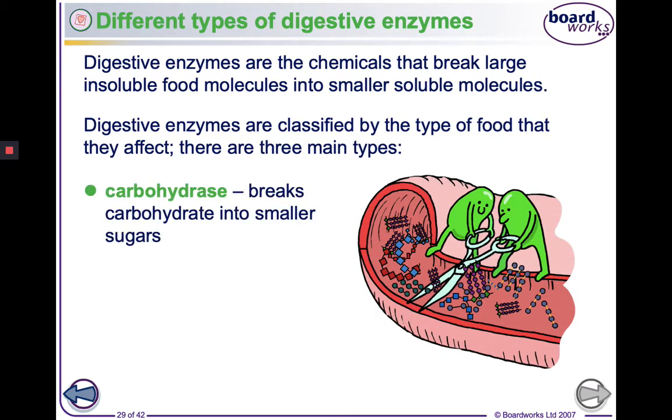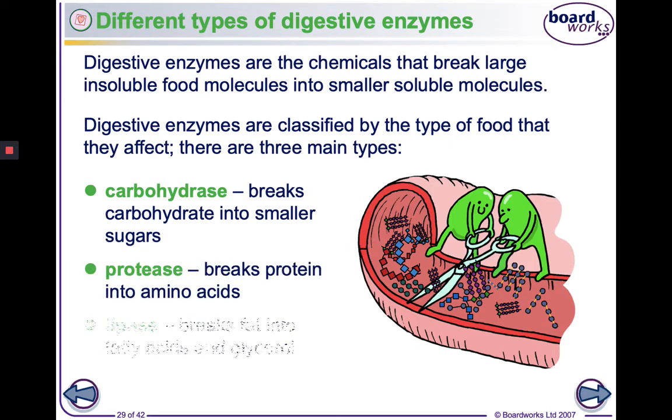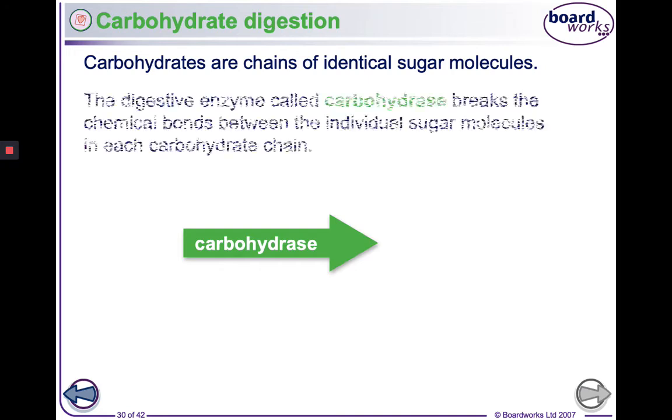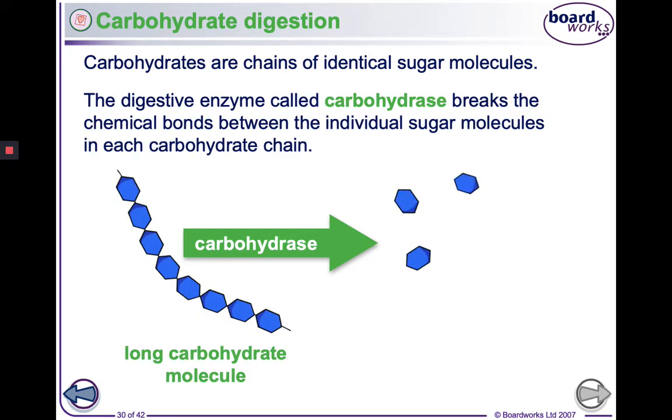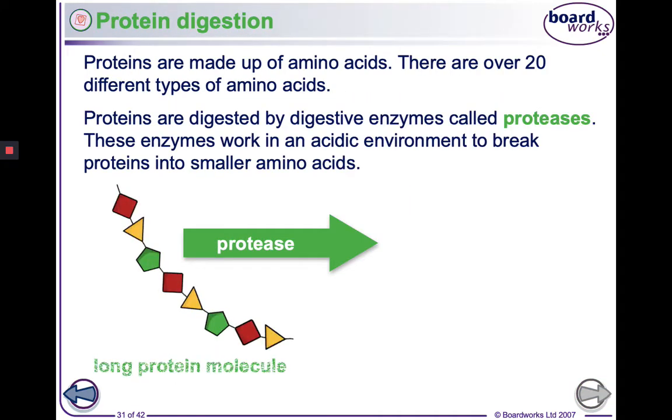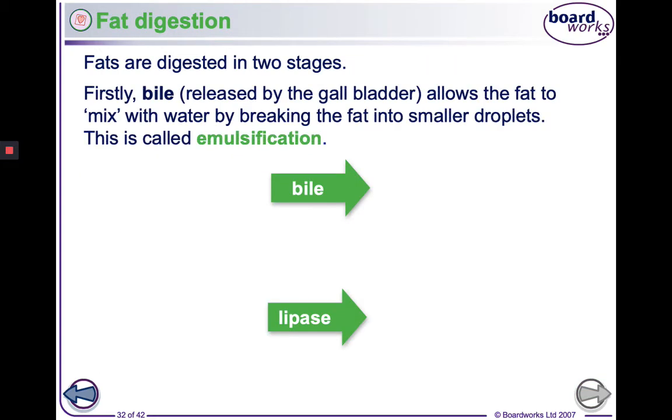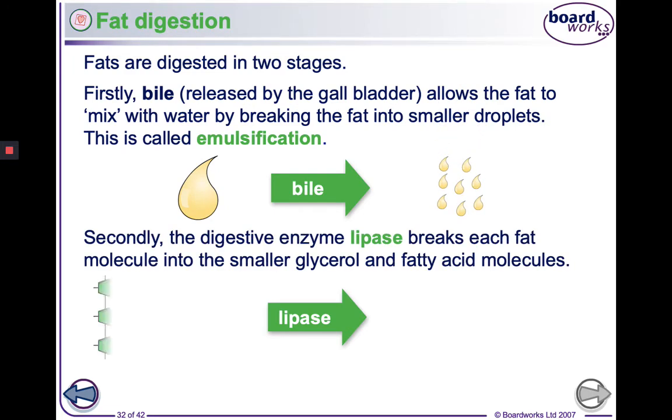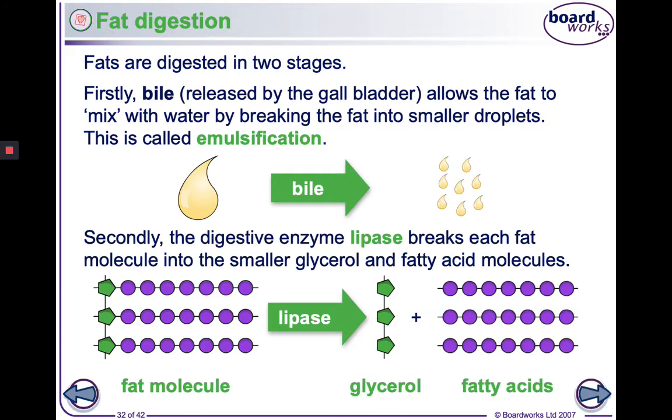Here we have different types of enzymes to break down all the large molecules. Carbohydrase breaks carbohydrates into smaller sugars. Protease breaks protein into amino acids, and lipase breaks fat into fatty acids and glycerol. Look at how carbohydrase breaks the carbohydrate chain. The carbohydrate molecules undergo the action of the carbohydrase enzyme, and they produce sugar molecules at the end of the breaking. The protease breaks down the long protein molecule into small amino acid molecules. For fat digestion, the bile and the lipase help. The bile helps emulsification, and the lipase takes it into glycerol and fatty acids.